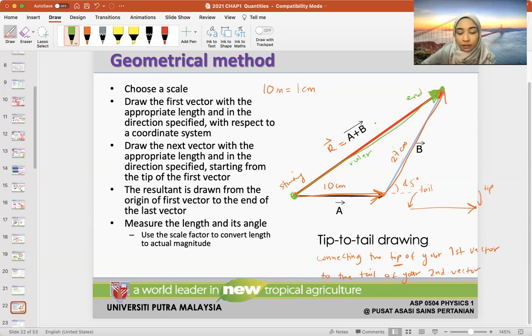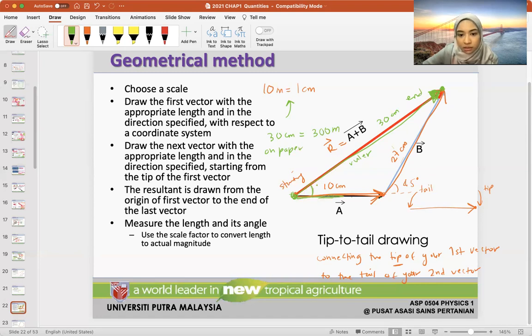Contohnya dapat, nampak macam lagi panjang kan? So dapat 30 lah contohnya. You get 30, you measure using your ruler, you get 30 cm. Use this guy to convert it back. So 30 cm bersamaan, this is on paper. The actual value should be 300 meter.